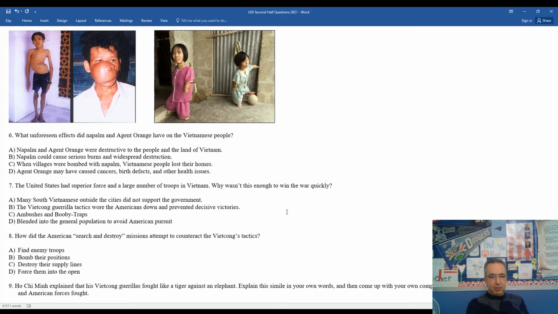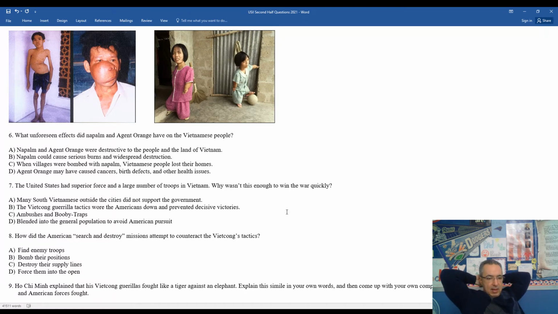Seven, the United States had superior force and a large number of troops in Vietnam. Why was this not enough to win the war quickly? Well, many South Vietnamese outside the cities did not support the government, so therefore they gave coverage to some of the North Vietnamese troops. The Viet Cong guerrilla tactics were among the most effective tactics that the North Vietnamese used, and what they were doing is they were hiding, then they'd hit the American troops and run and blend back into the regular population. Eventually, these tactics would wear down the Americans' ability to fight and prevented them from having decisive victories.